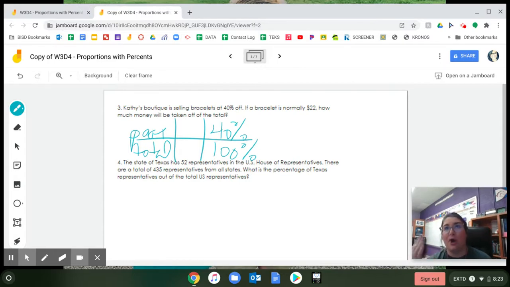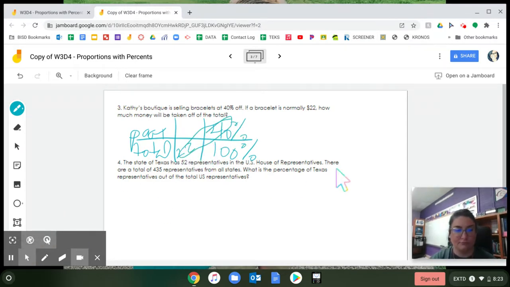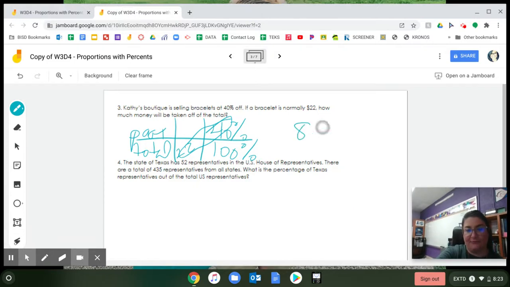$22. Is that the part of the bracelet that we're taking off, or is that the total amount of the bracelet? It would be the total. So 22 is the total amount of the bracelet. I'm going to cross multiply here. 22 times 40, which is 880, divided by our extra number, which is 100, and it comes out to 8.8.